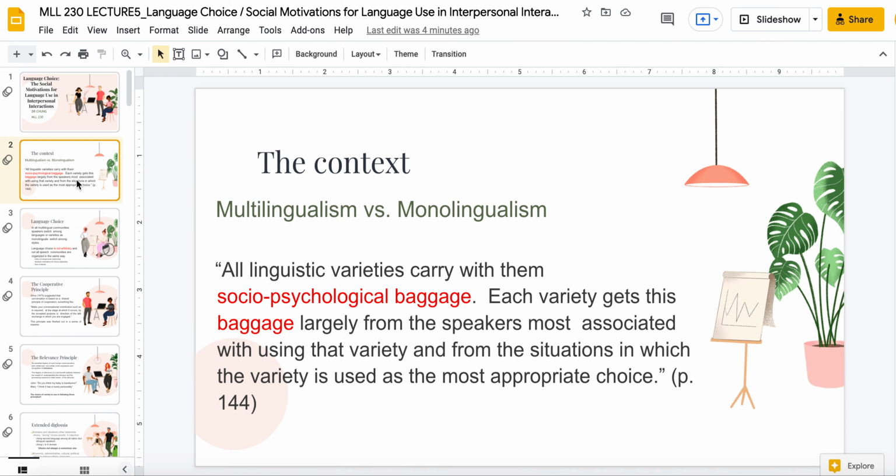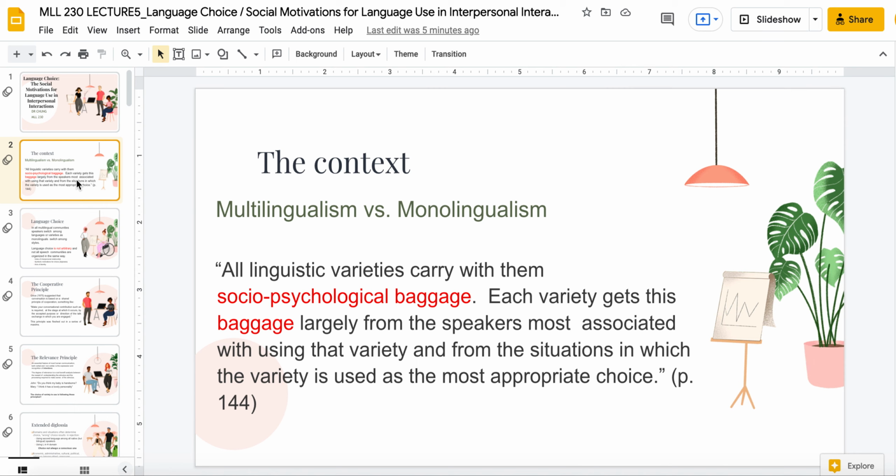So, just to give you some context on multilingualism versus monolingualism. As I talked about in previous classes, multilingualism is a very common phenomenon, right? Most of the people around the world speak more than one language. And most of the parts of the United States, I think, speak a language other than English. But then some people are monolingual, right? And that's okay, right? All linguistic varieties, it's worth noting, are not socially equal.